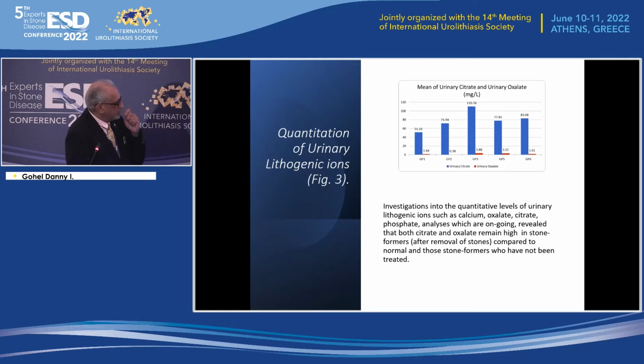We did look at also calcium oxalate and citrate, but this is, again, preliminary studies only. We found the citrate high and oxalate even higher, even in the stone formers after the stone was removed. So there was hyperoxaluria in the stone formers.